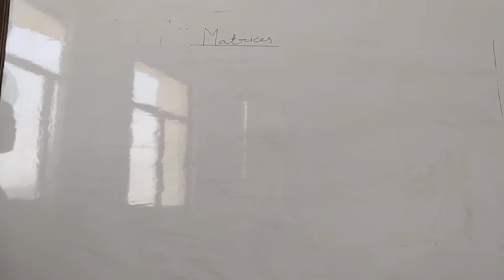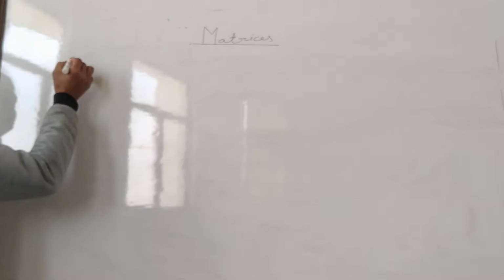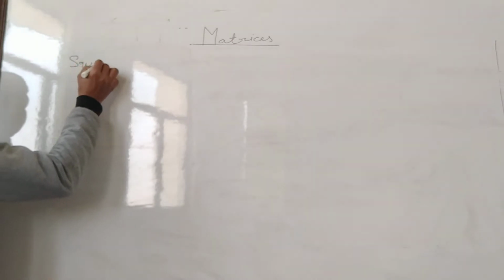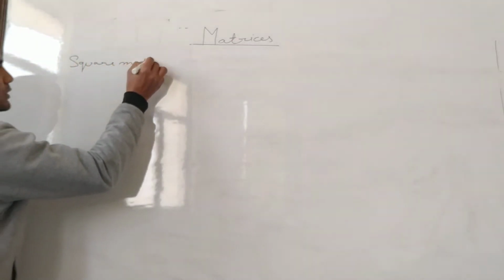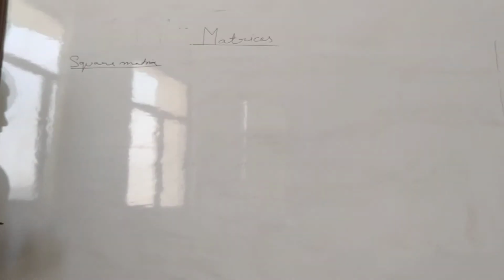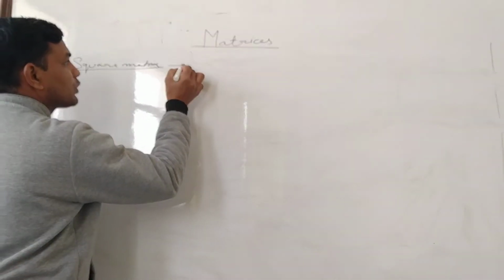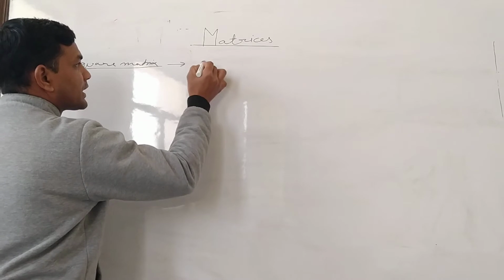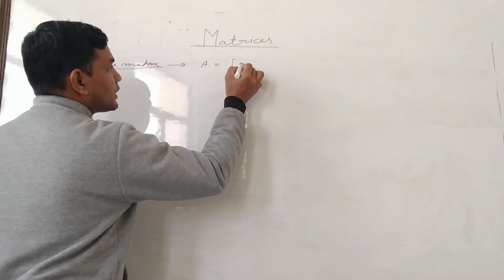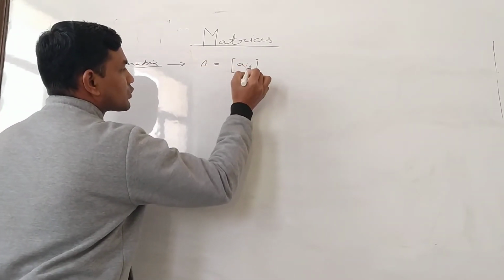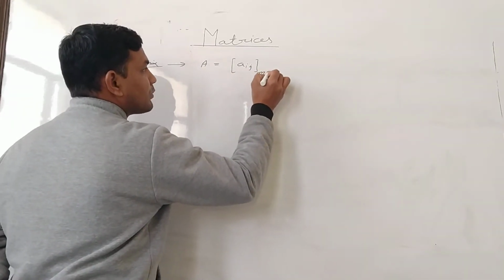In our previous lecture we already covered the matrix, the order of a matrix, some important examples of matrices and some types of matrices. Now we will start with the square matrix. Basically, a square matrix is a matrix in which the number of rows equals the number of columns. A matrix A equals Aij is a square matrix if m equals n.